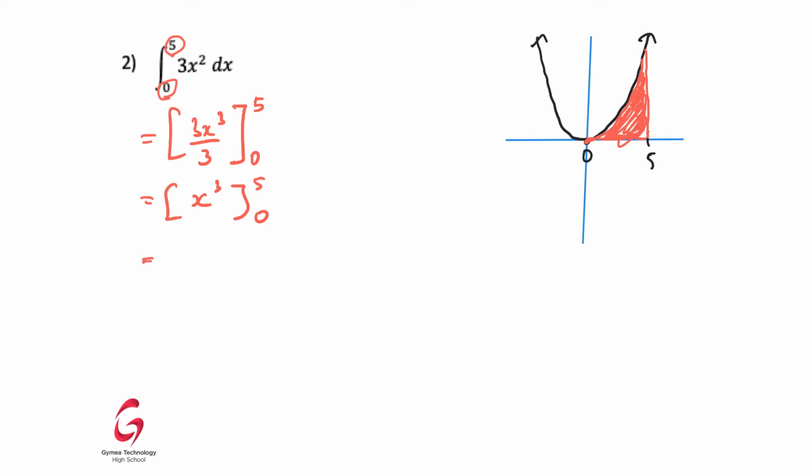Okay, so now for my substitution, I'm going to get 5 cubed, take away 0 cubed. It's going to leave us with 5 cubed, or 125. So that says the area under the curve between 5 and 0 is 125 units.